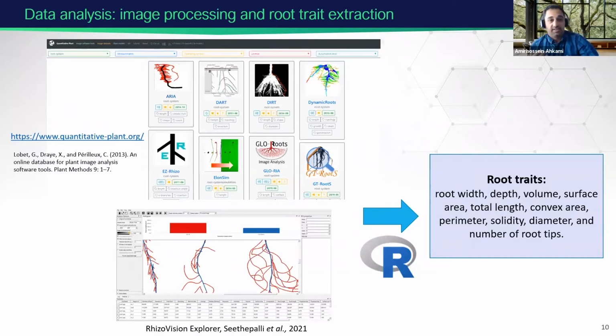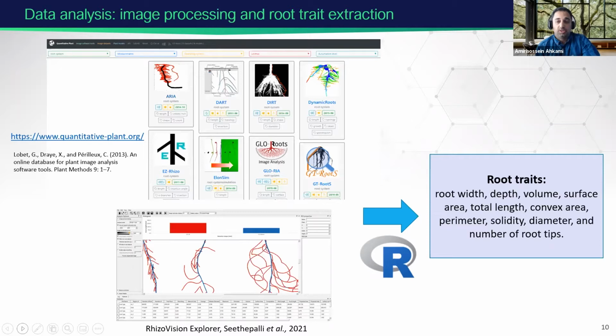So as I said, the next step is data analysis, which includes image processing and root trait extraction. For that, we're mainly using freely available software packages and a directory of available root image analysis tools, and their information is available on the quantitativeplant.org website. We recently used a software package called RhizoVision Explorer, which was recently developed, and we collaborate with the developer, Larry York. When we extract root traits from RhizoVision Explorer, we use our package for further statistical analysis.